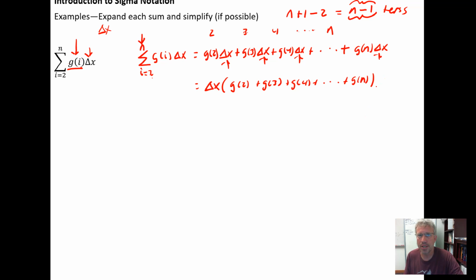And that would be the best that we could do with this right now, because we don't know what the function g is. g of i equals what? We don't know. So it's simplified as much as we can get it. So that's just a basic intro to sigma notation.